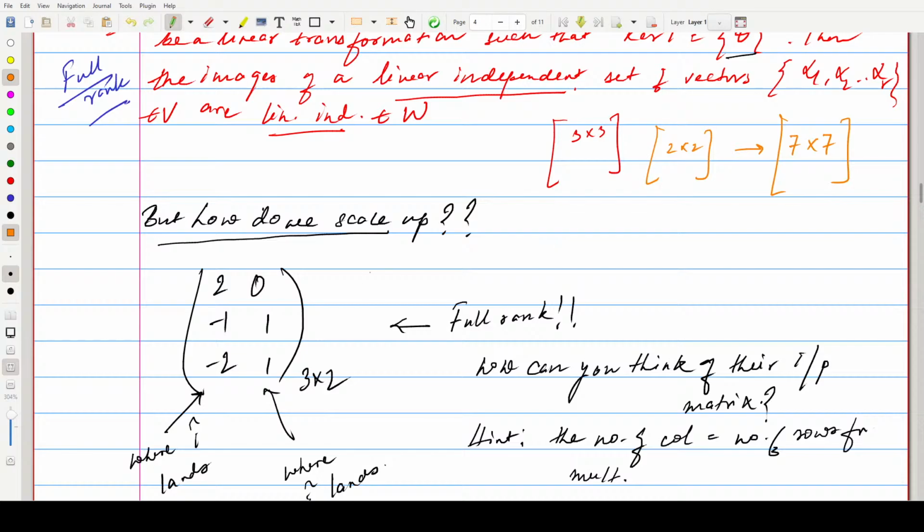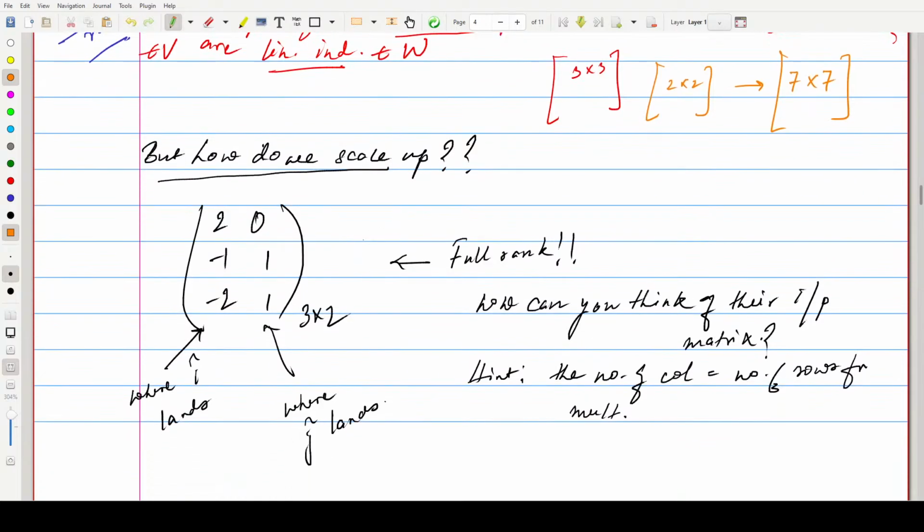And the answer is that yes, we can. See, matrices need not be square, as we all know. So this is by the same first principles. This is where i hat lands, and this is where j hat lands, right? And if this is supposed to be full rank, what do you think this is supposed to be? For example, where are these basis sets of epsilons? Can you visualize whether or not this matrix is full rank?